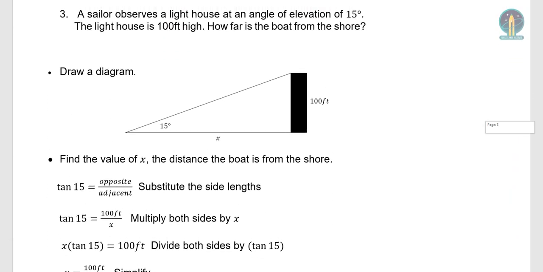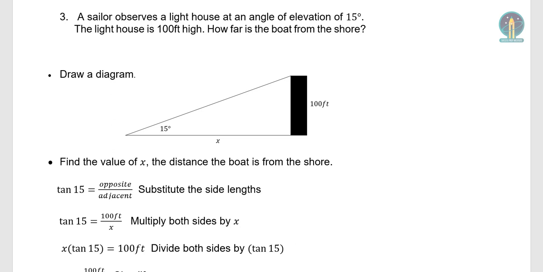Another example. A sailor observes a lighthouse at an angle of elevation of 15 degrees. The lighthouse is 100 feet high. How far is the boat from the shore? So this is the lighthouse, 100 feet high. This is the sailor. The angle of elevation is 15 degrees to the top of the lighthouse.